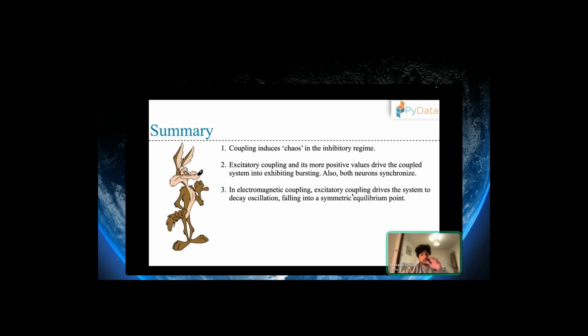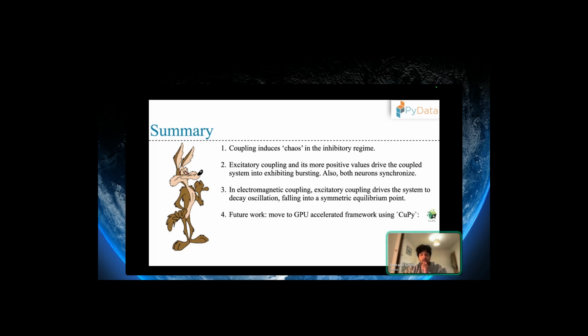In electromagnetic coupling, however, excitatory coupling drives the system to decay oscillation. As I showed you in one of the simulations, it goes to a steady state, falling into a symmetric equilibrium point.